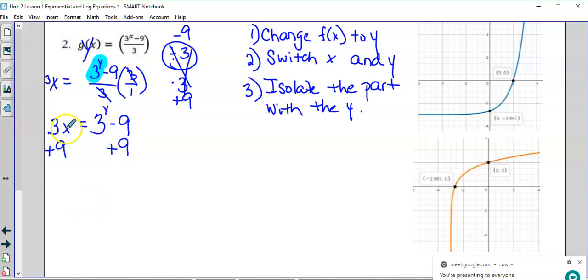Now, 3x plus 9. I can't add the 9 and the 3 together. I'm not going to multiply them together. So the only thing I can do is write 3x plus 9. And minus 9 plus 9, that's 0. So now I've got a 3 to the y on the right side, and I've got 3x plus 9 on the left side.